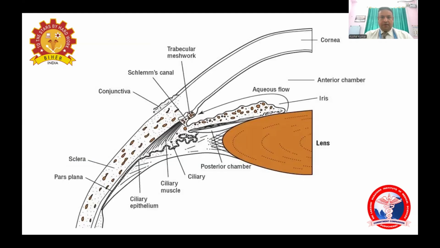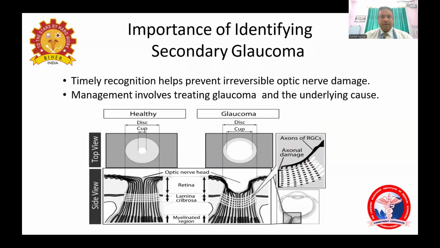So, a basic review of the anatomy. This is how aqueous is produced from the ciliary body, and it flows from behind the iris to the anterior chamber, where it is drained via the trabecular meshwork and Schlemm's canal. What is the importance of identifying secondary glaucoma? Most important is that timely recognition helps prevent irreversible optic nerve damage, and the management involves treating the glaucoma and the underlying causes.